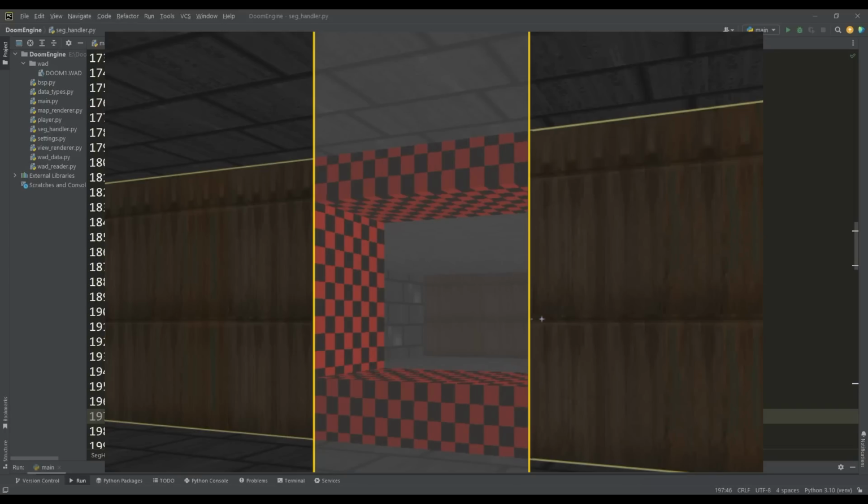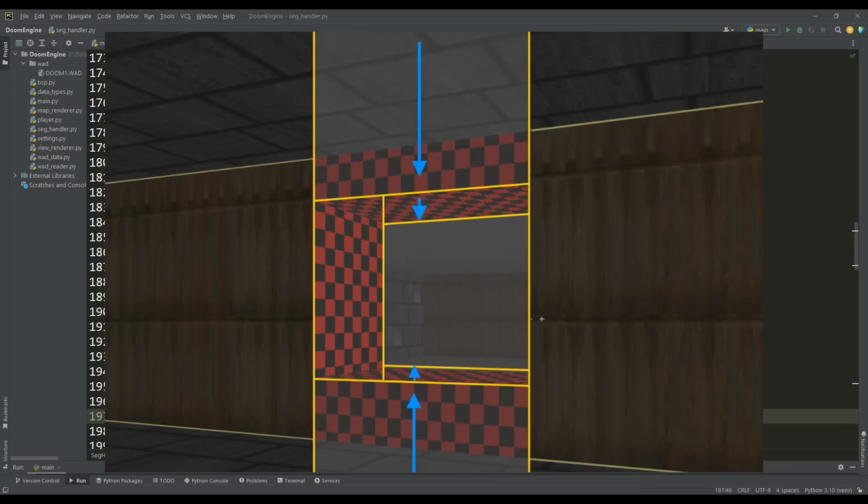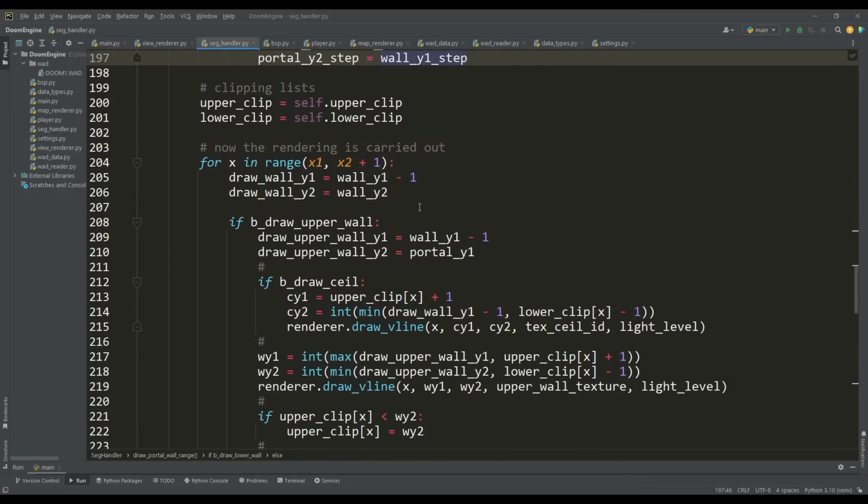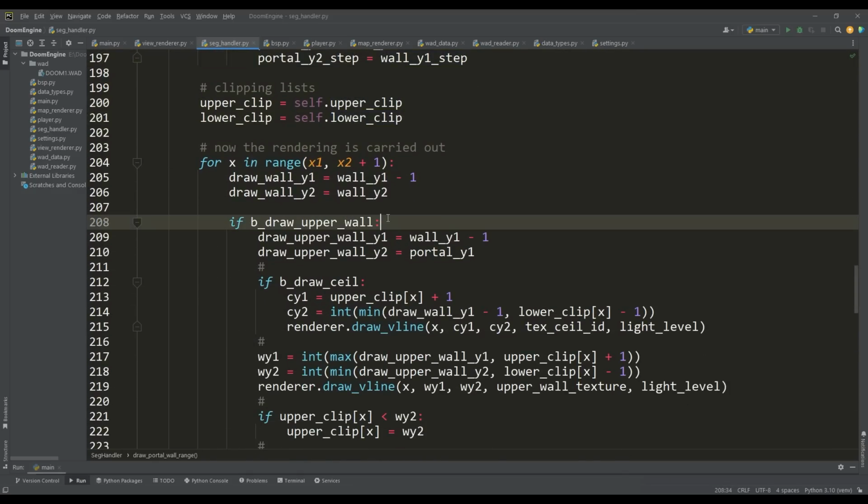And a column is considered completely opaque if the height values of these lists are equal to each other. Areas where we draw walls mark the column as completely occluded, while portal fragments will only update the occlusion columns with what they actually cover in screen space. And using these clipping lists, the rendering of the walls will look like this.